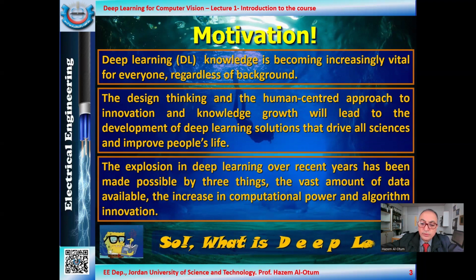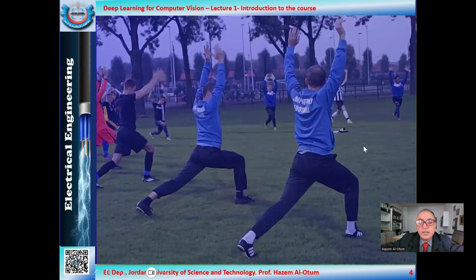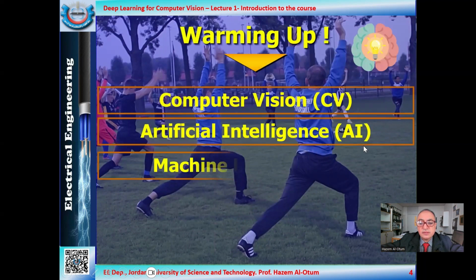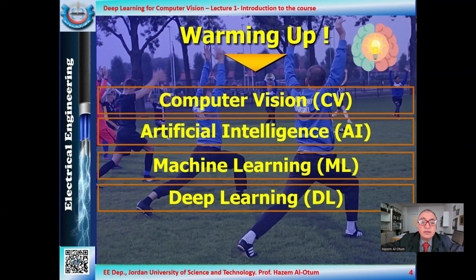So what's deep learning? Let's now start talking about the first part, the four pillars of this explosion in information technology and its applications. We'll start with computer vision. We go to artificial intelligence. And next, we'll go to machine learning applications and deep learning as a final stage in this lecture.